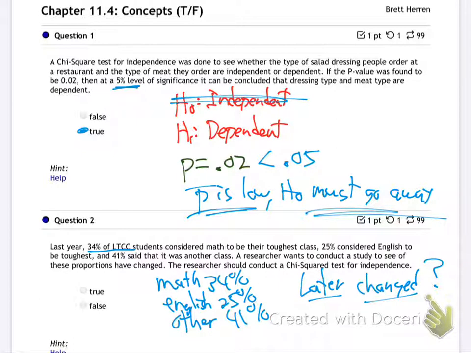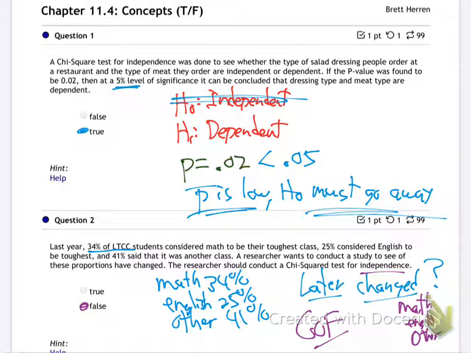That's what you'd be doing in the test, huh? You'd be going in there saying, okay, I'm going to find out the new math percent, the new English, and the other, and I'm going to see if it fits, meaning if the percentages are about the same or not. That's a GOF test, goodness of fit. That's the kind of test you would set up. Does that make sense? You're seeing if a bunch of percentages match. So no, false, it's not independence, it's not homogeneity either.